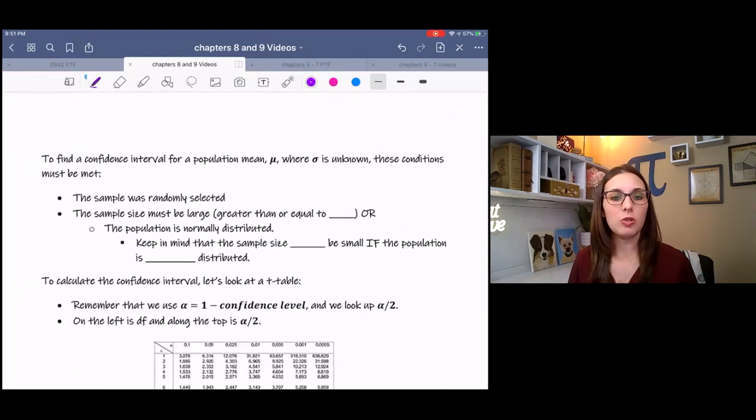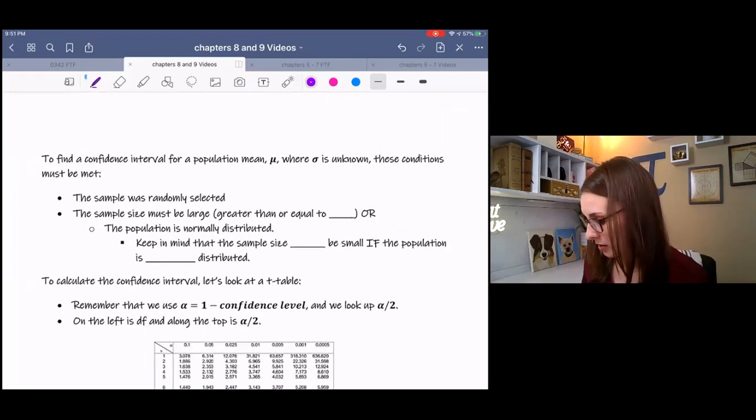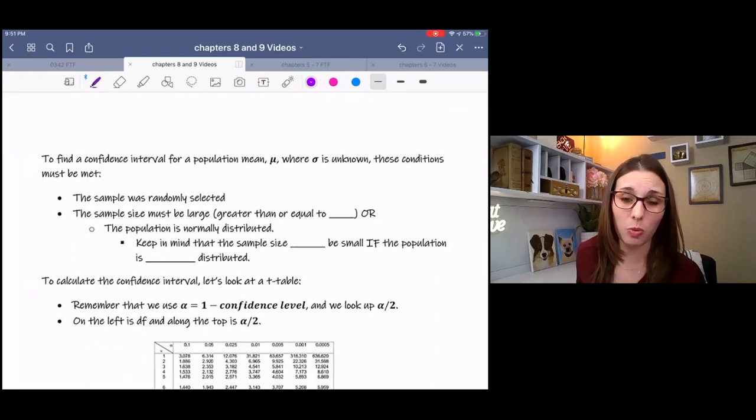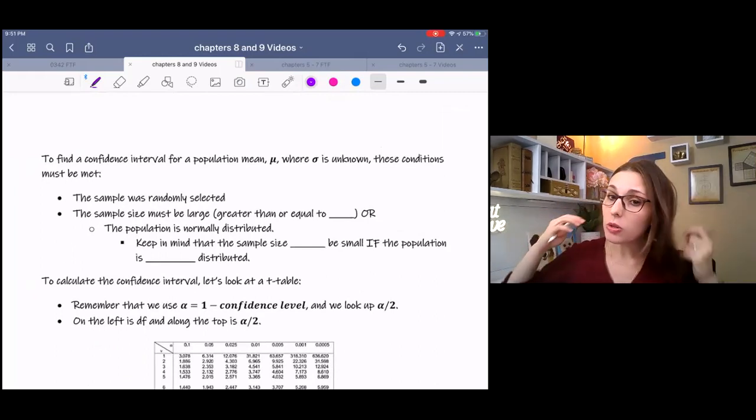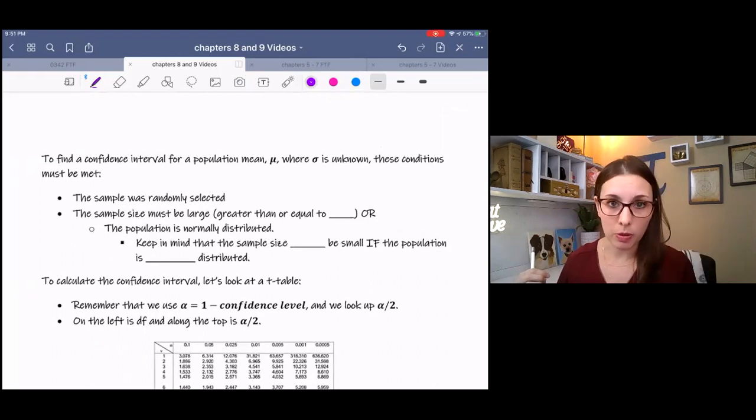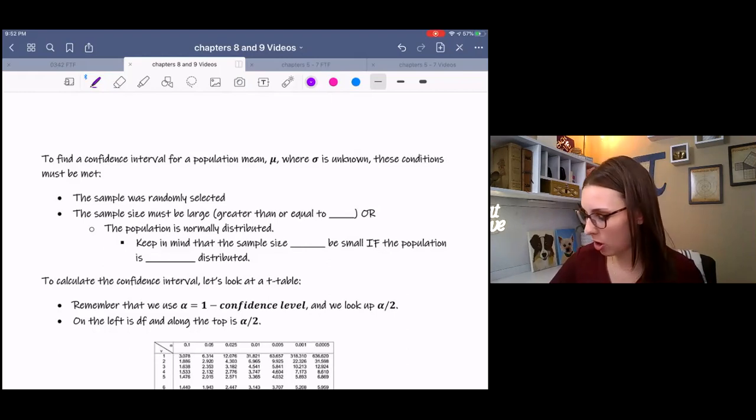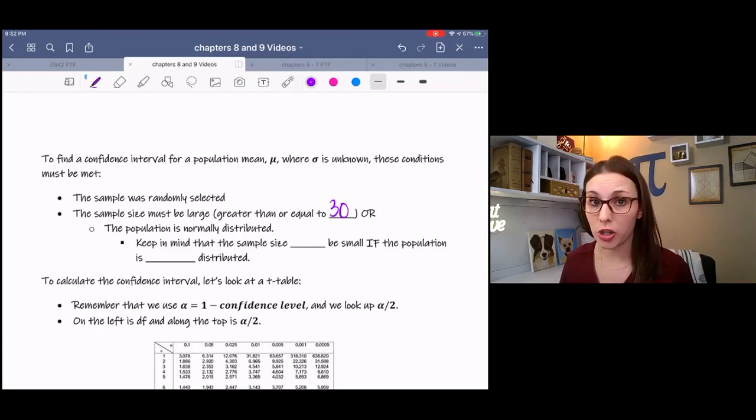A couple things that you need to note about a confidence interval when the population standard deviation is unknown. And remember from the last lesson, these are really important, so we don't want to just gloss over these. You cannot do a confidence interval when the population standard deviation is unknown unless the sample is randomly selected. If it does not say that it was randomly selected, then you cannot do it. And then also the sample size must be large, which we know is greater than or equal to 30. If it's not large, the population must be normally distributed.